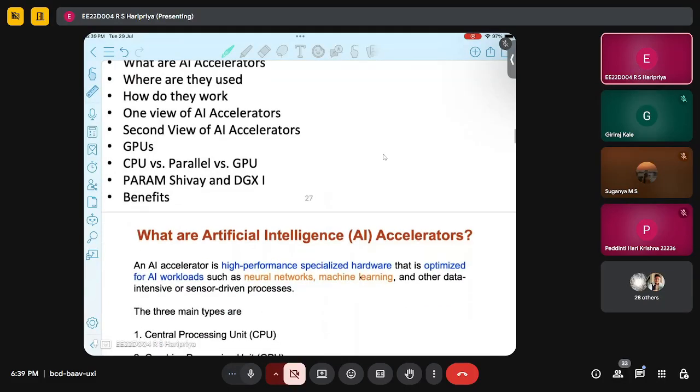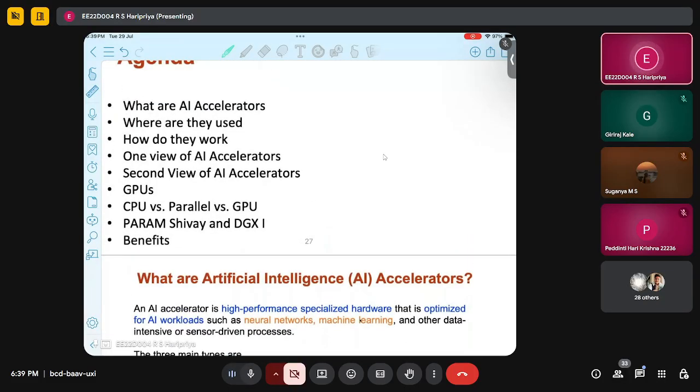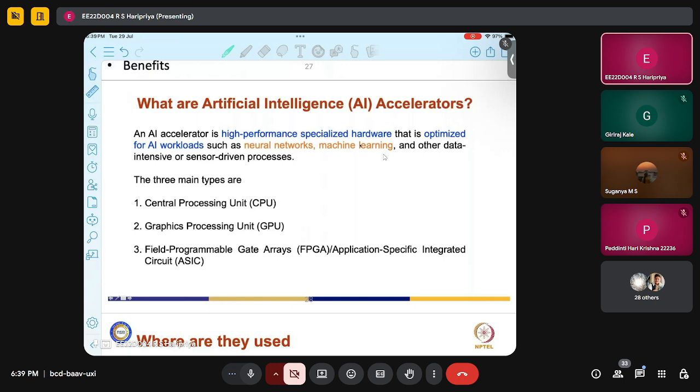Next, we will see what the AI accelerators are, where and how they are used, and the GPU, CPU, and their benefits. So what are artificial intelligence accelerators? One is FPGA based or ASIC based, and the next is the general one which can be used for AI tasks or any video or signal processing application, which is the GPU, and the next is the CPU, the main processor. So this will be like a coprocessor, and the CPU is the main processor.